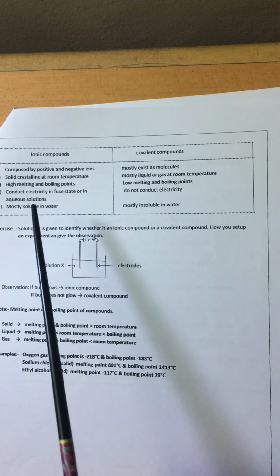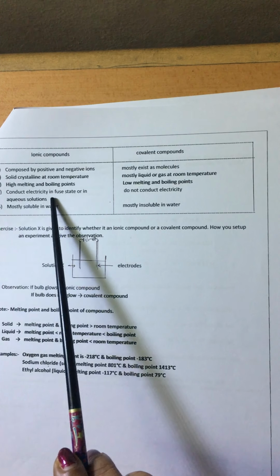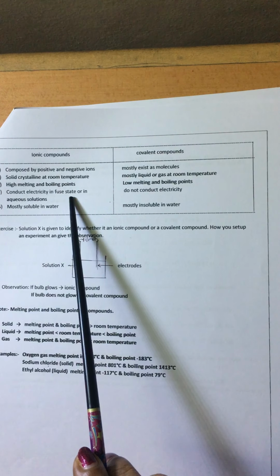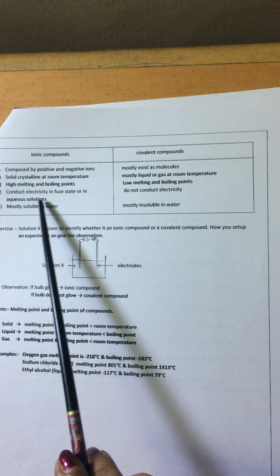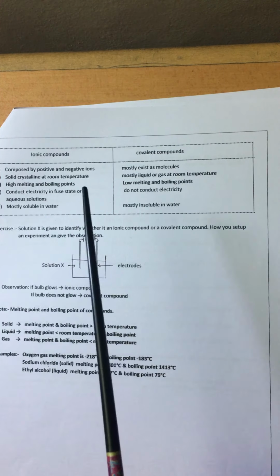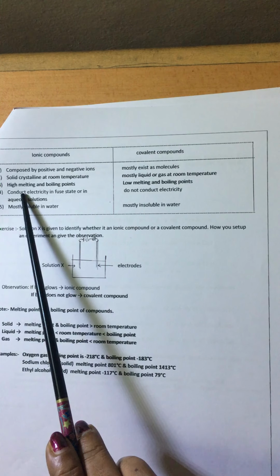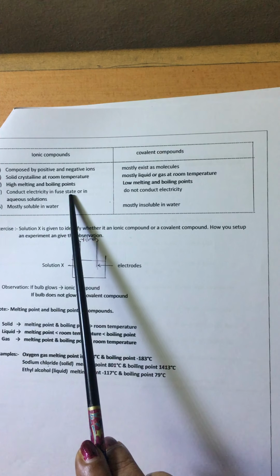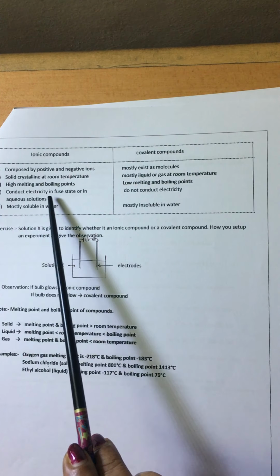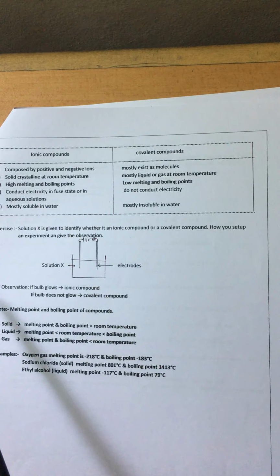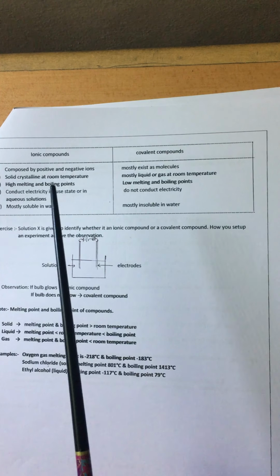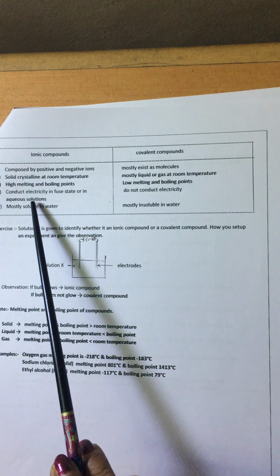Then, ionic compounds conduct electricity in the fused state, which means melted form, when you heat and melt them, or in aqueous solution. Aqueous solution means you dissolve it in water. Take sodium chloride: when you heat and melt it, that is the fused state, sodium chloride liquid. But when you add sodium chloride to water, that is sodium chloride solution. So ionic compounds conduct electricity in the fused state or in aqueous solution.